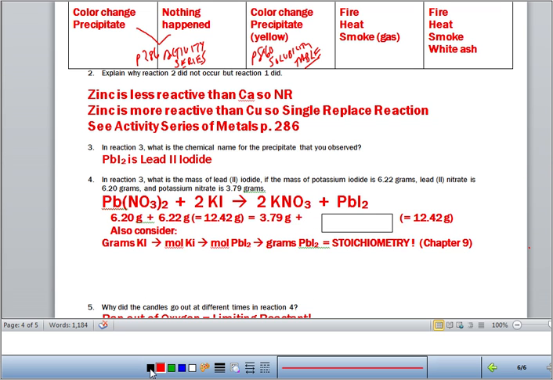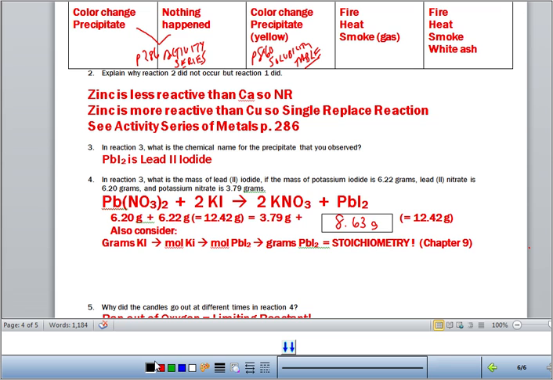Mr. Rapinski, you're absolutely right. You take the 12.42 total here. You know this has got to be 12.42. You've got 3.79. You subtract it, and the difference is 8.63. And you say 8.63 grams. Okay? Now that's due to what?